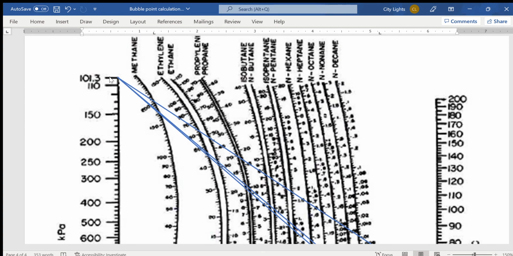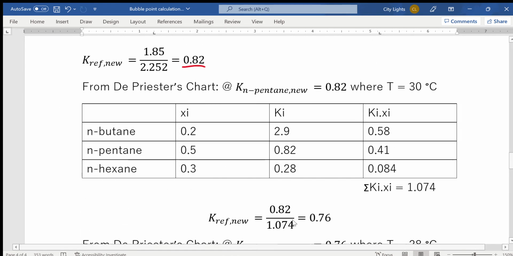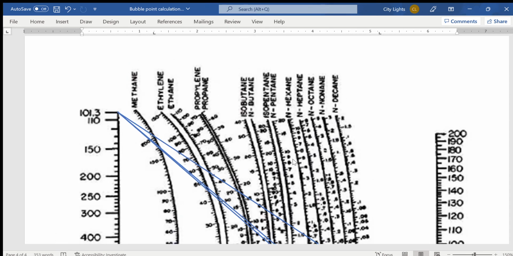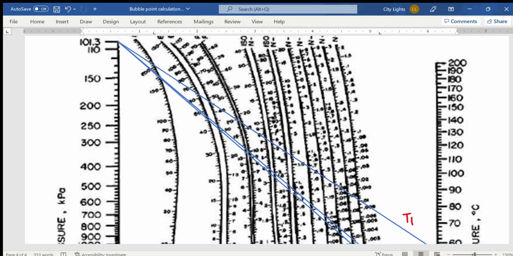Okay, I drew a line from 101.3 to N-pentane. N-pentane over here is this one, and what was the K value? My K value was 0.82. So over here, this is N-pentane. This is the chart I'm trying to follow.